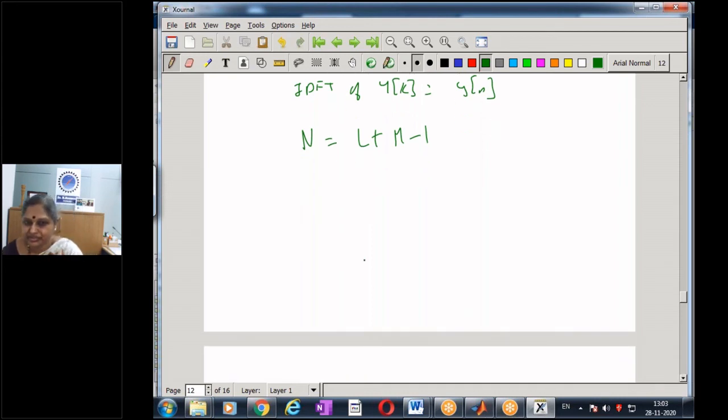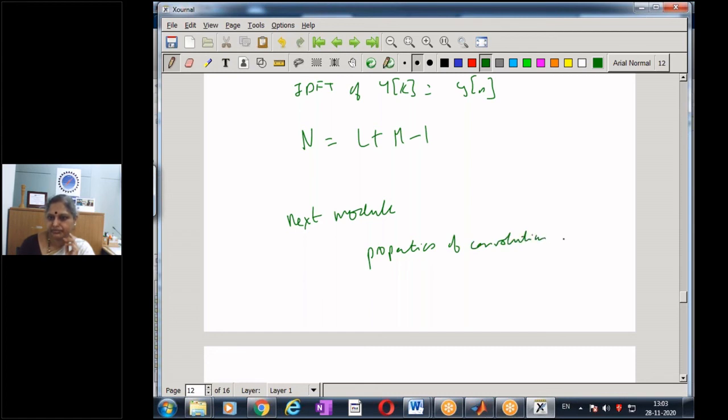So in the next module, we will see certain properties of convolution sum and also the types of convolution, the linear and the circular convolution. We shall see the properties of convolution sum, the types of convolution, and the different methods of computing. We have seen the methods of computing and when certain methods are beneficial over others. So thank you.